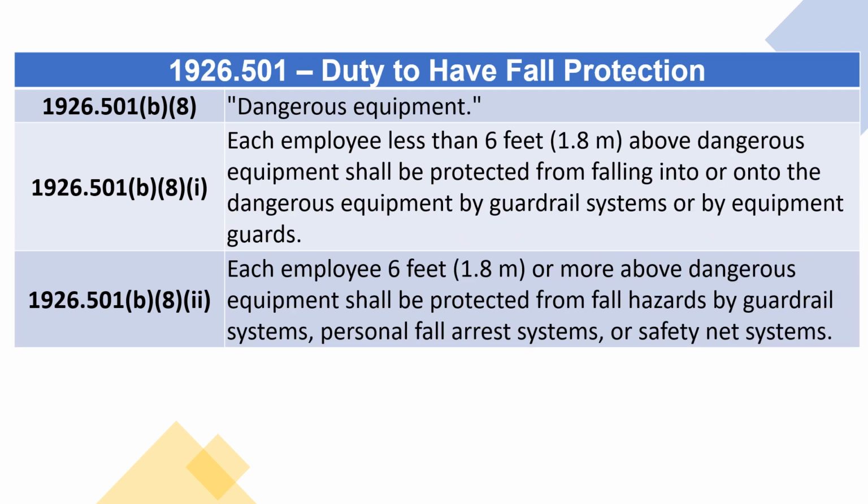1926.501(b)(8). Dangerous equipment. (i). Each employee less than 6 feet (1.8 meters) above dangerous equipment shall be protected from falling into or onto the dangerous equipment by guardrail systems or by equipment guards. (ii). Each employee 6 feet (1.8 meters) or more above dangerous equipment shall be protected from fall hazards by guardrail systems, personal fall arrest systems, or safety net systems.